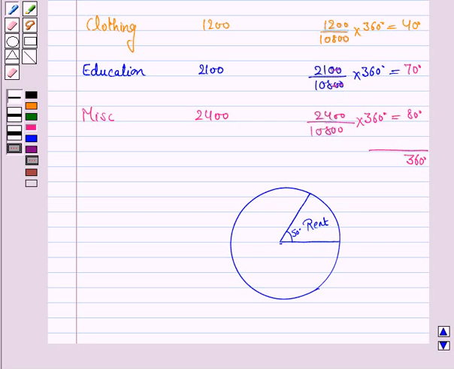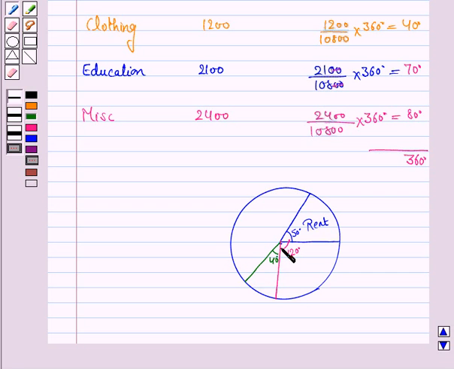Now, the sector angle representing the expenditure on food is 120 degrees. So, again using protractor, you make an angle of 120 degrees. And we are moving in the clockwise direction. Then, sector angle representing expenditure on clothing is 40 degrees.